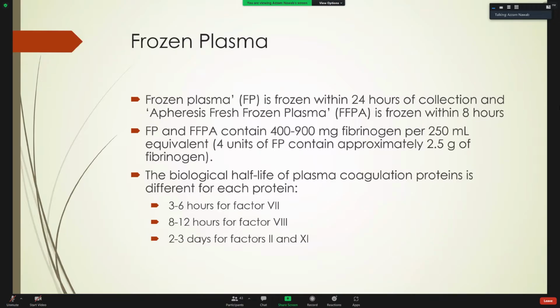Okay, fresh frozen plasma is frozen within 24 hours of collection, and apheresis fresh frozen plasma is frozen within 8 hours. FFP and apheresis FFP contain about 400 to 900 milligrams of fibrinogen per unit, and about 4 units of FFP contain about 2.5 grams of fibrinogen. The biological half-life of plasma coagulation proteins is different for each protein. Factor 7 is the shortest, about 3 to 6 hours. Factor 8, 8 to 12 hours, and 2 to 3 days for factor 2 and factor 9.